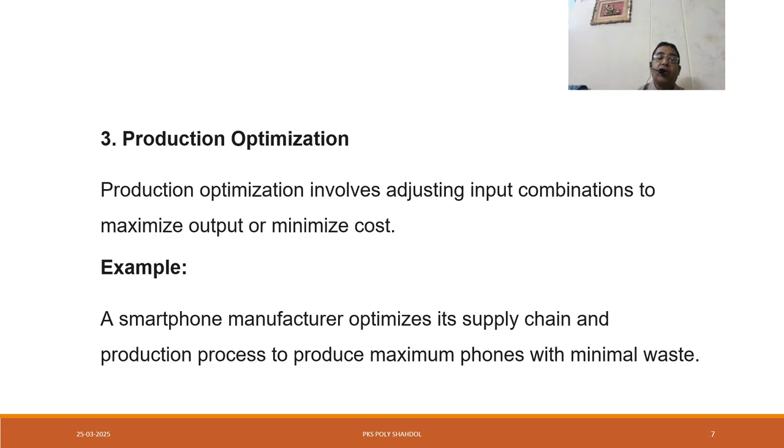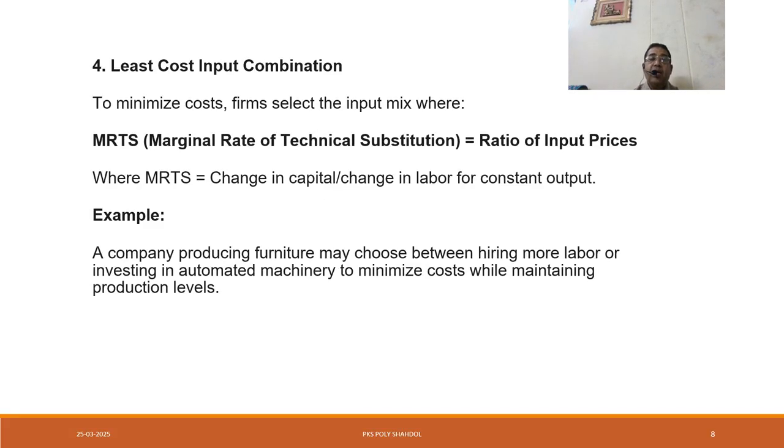The minimum amount of cost you have to set for maximum output is called production optimization. For example, a smartphone manufacturer optimizes its supply chain and production process to produce maximum phones with minimal waste. This is the example.